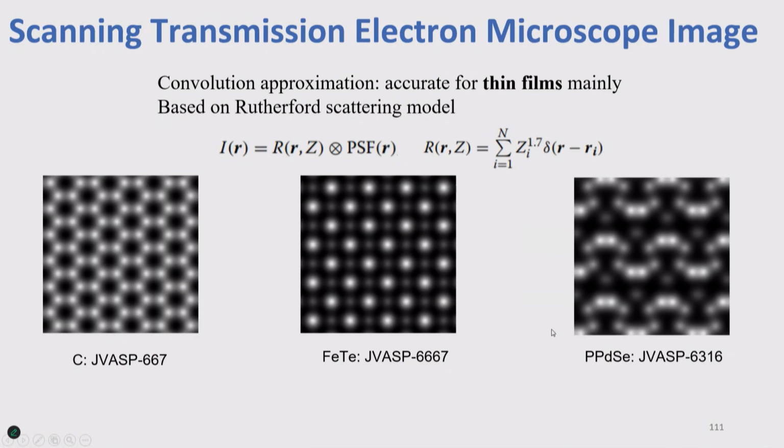Similar to the STM, there is another technique called STEM, scanning transmission electron microscopy, which can be modeled using something called the Rutherford model. It's a very basic model in a way. It's saying that if you have an atom with atomic number Z at position R, then the intensity of that pixel is proportional to the atomic number squared. That's all, nothing more than this. But it's about 1.7 because you have some loss sometimes, so it's not completely 2.